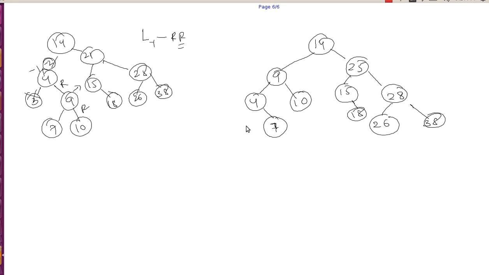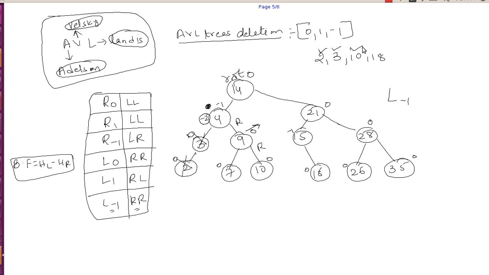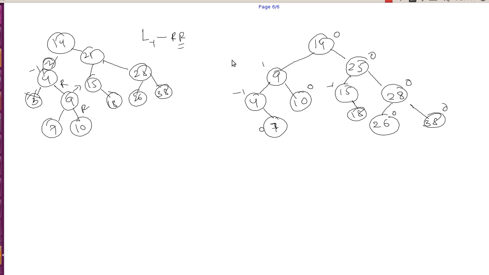So this is a new balanced tree with the balancing factors as 0. For this it is minus 1, 0, 2 minus 1 is 1 for us. So minus 1, 0, 0, 0, 0 and 0. So the tree is balanced for us. Now we want to delete the element 10. So element 10 has to be deleted.